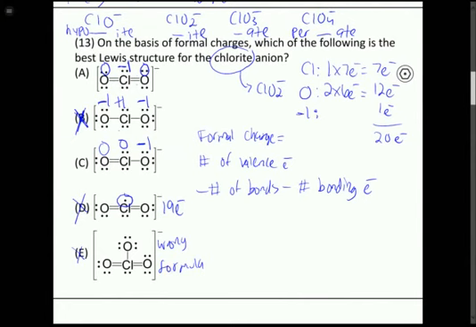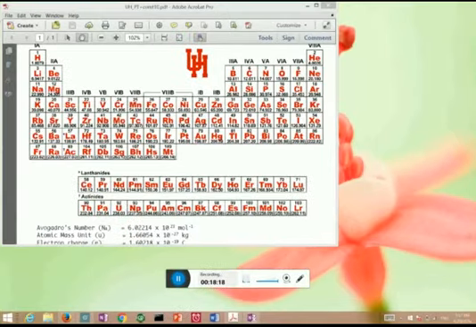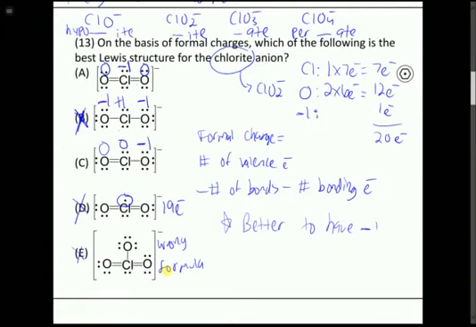But then in comparing A versus C, we have a choice. We can put our negative formal charge on the central atom, or we can put it on one of the oxygens on the outer atoms. If we're thinking about where to put negative formal charges, it's better to have them on the more electronegative atoms. Okay, so it's better to have a -1 formal charge on the more electronegative atom.